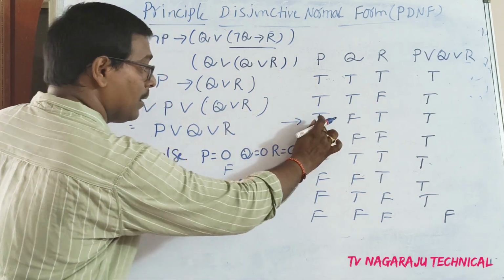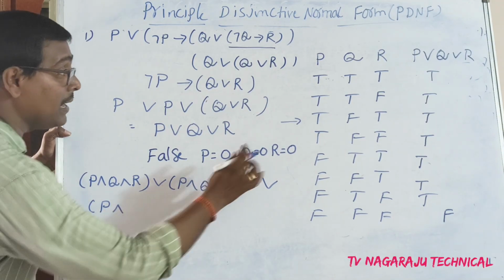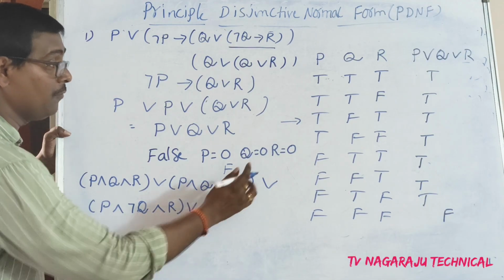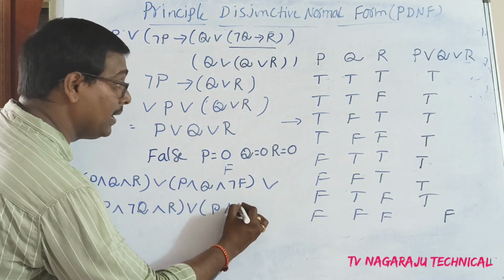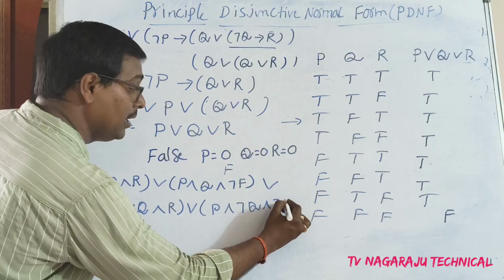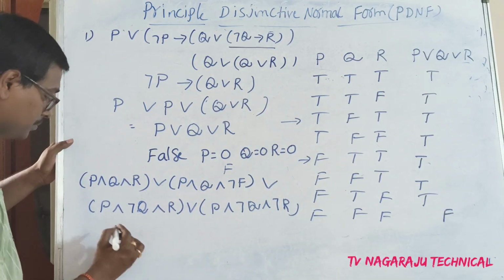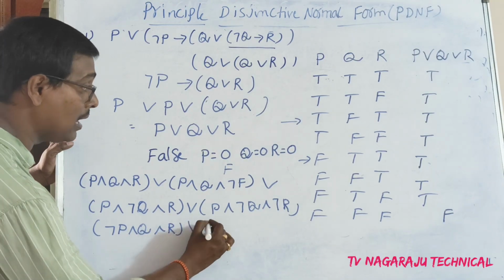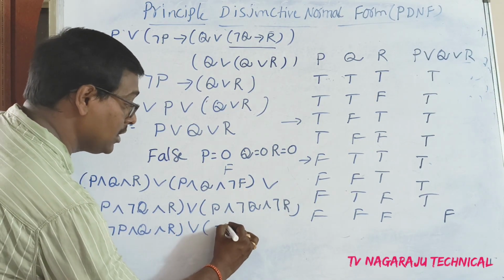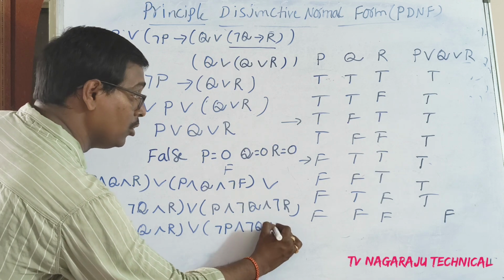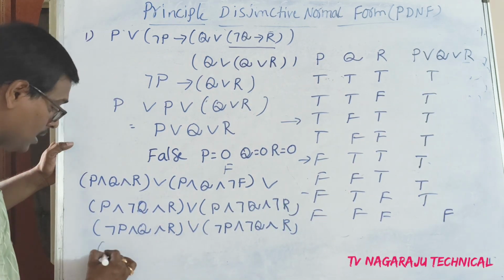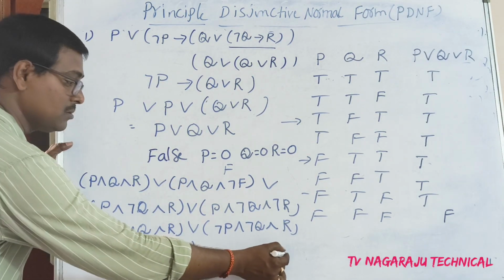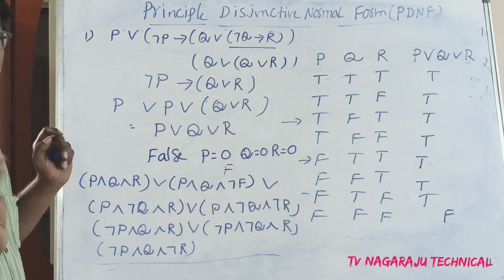Or the third one, P and negation Q and R. And the fourth one, P and negation Q and negation R. Now the fifth one, negation P and Q and R. Or this one, negation P and negation Q and R. And the last one, negation P and Q and negation R. This is my final principal disjunctive normal form.